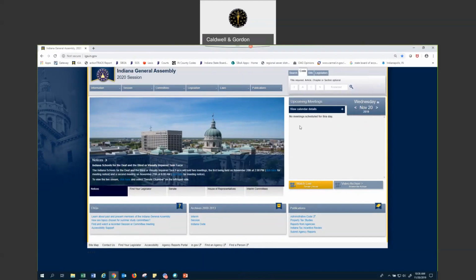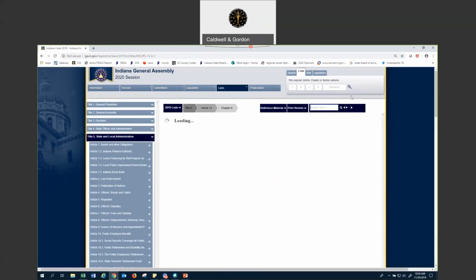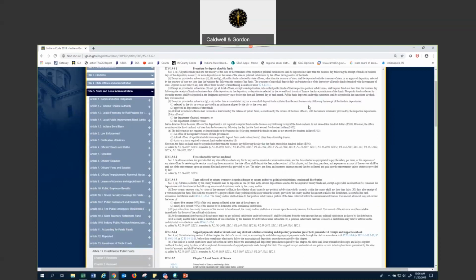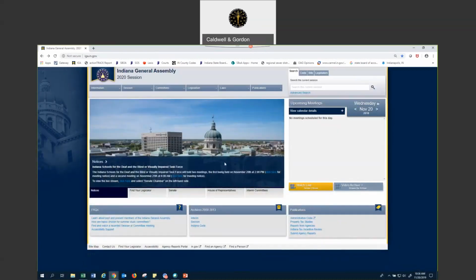And then if you have a statutory reference that you want to find, then you can type it into this box. So we're going to be talking about the daily deposit law here soon. So we'll type in that one. And you can see that that brings up the statute regarding procedures for the deposit of funds. So we would suggest that you bookmark the Indiana General Assembly webpage just so that that can be easy for you if you need to reference a statute.